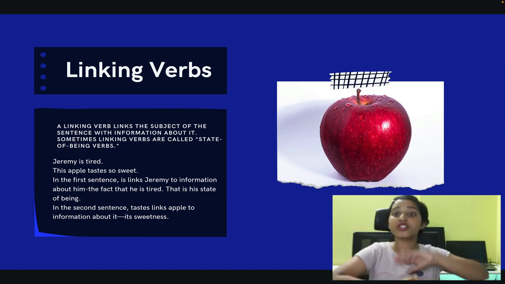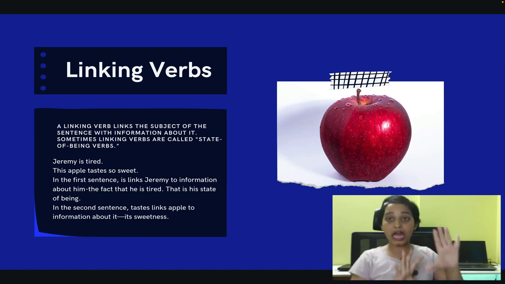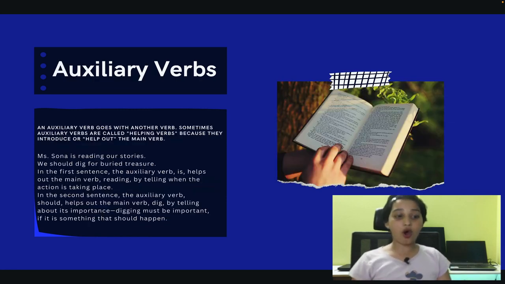It's linking about its sweetness. The apple is so sweet. The apple subject is linking to its information, sweetness. Okay. Now what are auxiliary verbs?